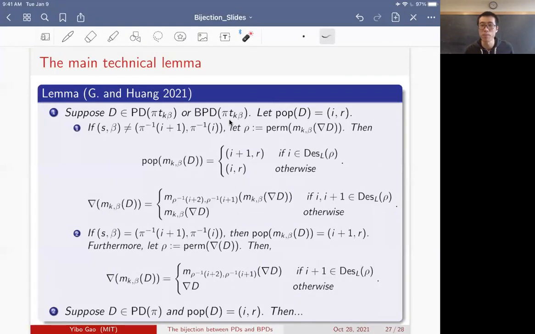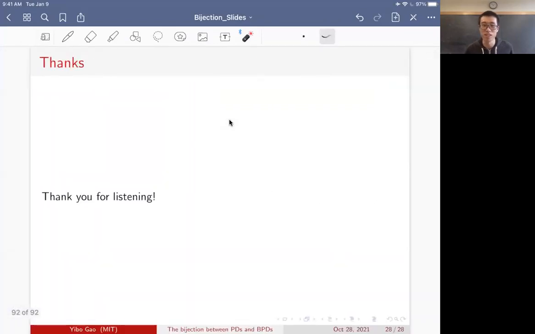And there are some outlines of the proofs and some main technical lemma. So this is like 20% of the main technical lemma that looks like this. And thank you very much for your attention.